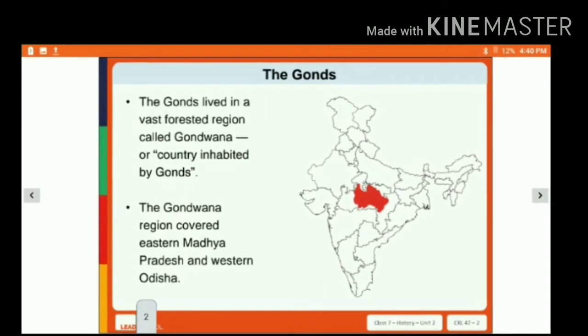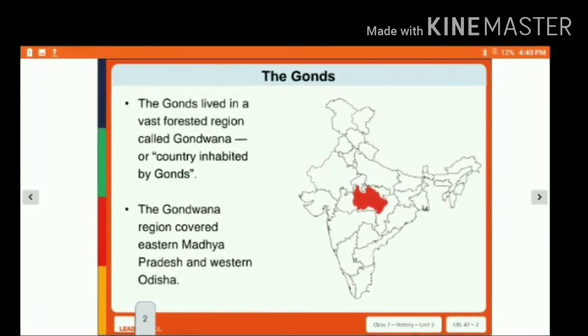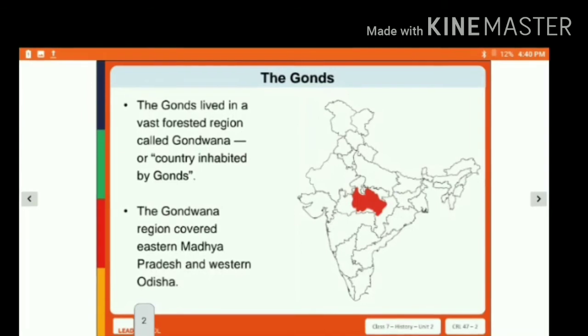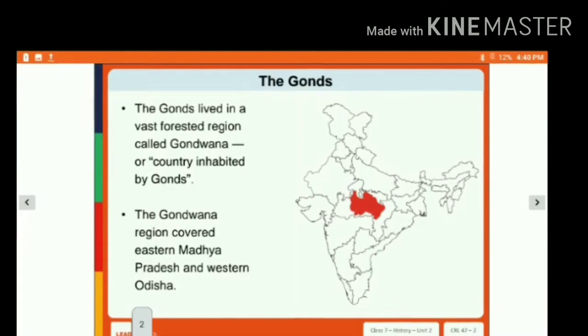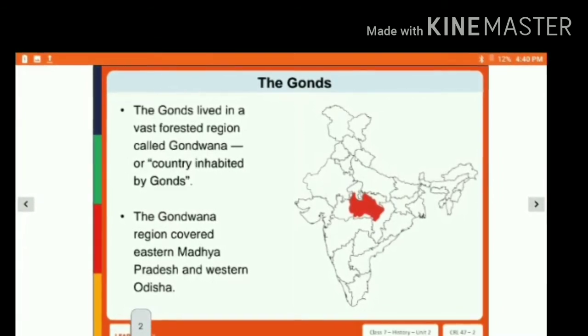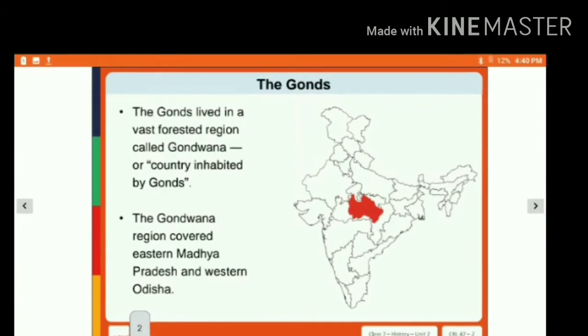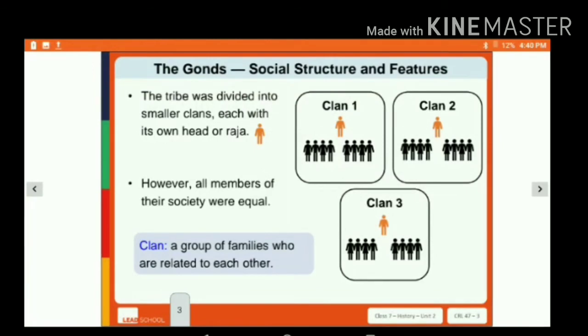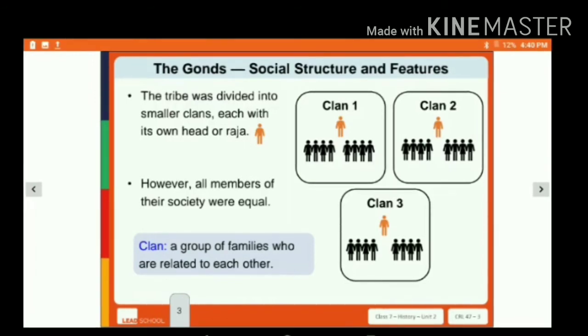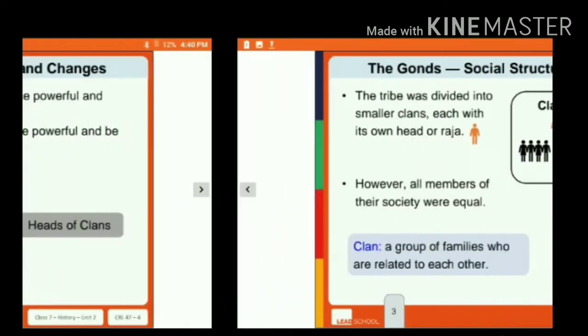Now, life of Gonds and Ahoms. These are the two tribal communities about which we are going to discuss. The Gonds lived in a vast forested region called Gondwana, or country inhabited by Gonds. The Gondwana region covered eastern Madhya Pradesh and western Odisha. The tribe was divided into smaller clans, each with its own head or raja. However, all members of their society were equal. Here, clan refers to a group of families who are related to each other.